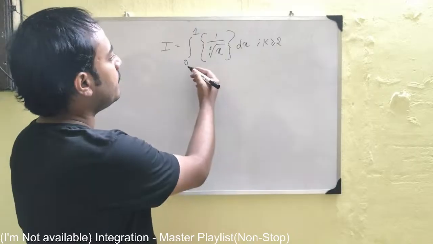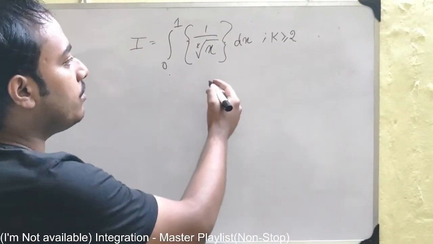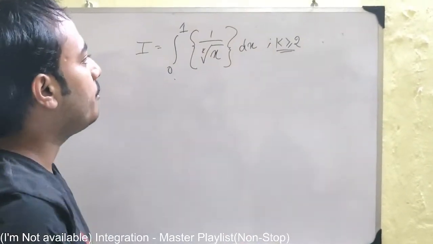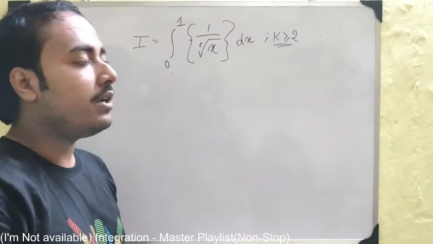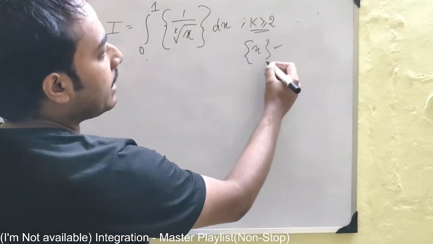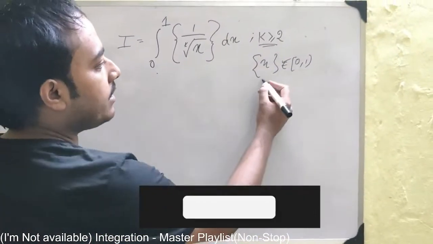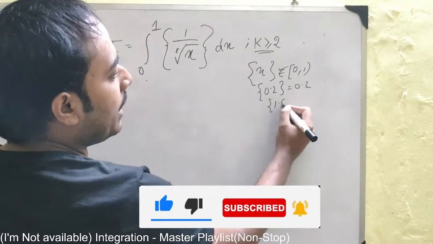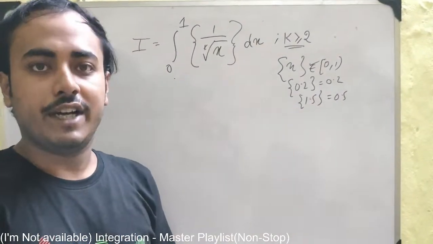So look at this integral carefully first. 0 to 1 fractional part of 1 upon kth root of x. So the whole thing is inside the fractional part, and we have k greater than or equal to 2. Now, it might seem impossible to even start this problem if you are not aware of the fractional part. Fractional part of x simply means a number between 0 and 1 where it cannot be 1. Some examples: 0.2, the fractional part of this is 0.2 itself. 1.5, the fractional part is 0.5. So it basically gives you the fractional part, not the integer part.